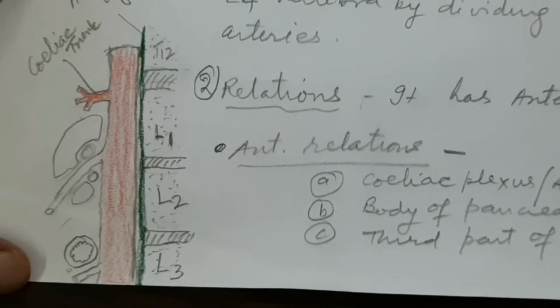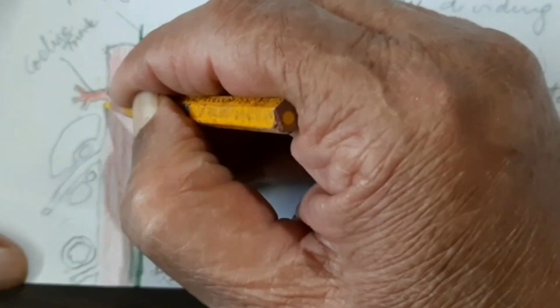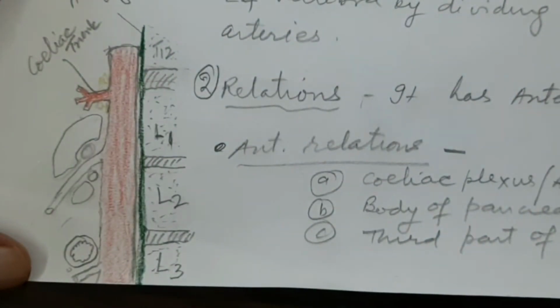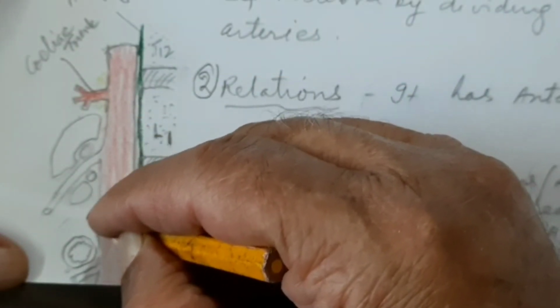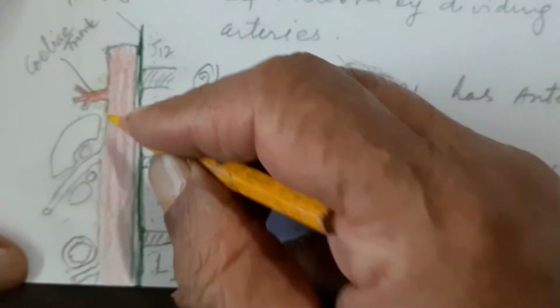So then another anterior relation will be the celiac plexus, which comes out around the celiac trunk, from where it is taking origin. Now this celiac plexus is an autonomic plexus, so I am just drawing here in front of the root of the origin of the celiac trunk. So this anterior relation is the celiac plexus, and then there will be the plexus of the autonomic nerve in front of the aorta, that is called the aortic plexus.